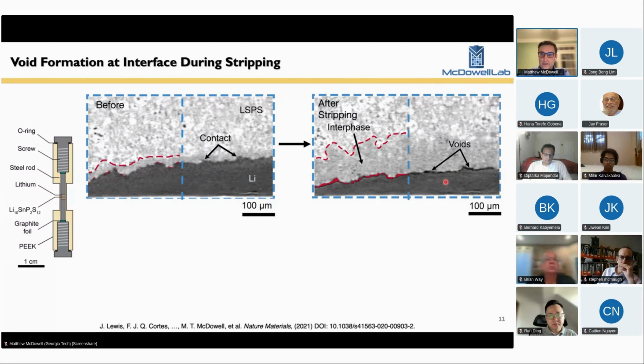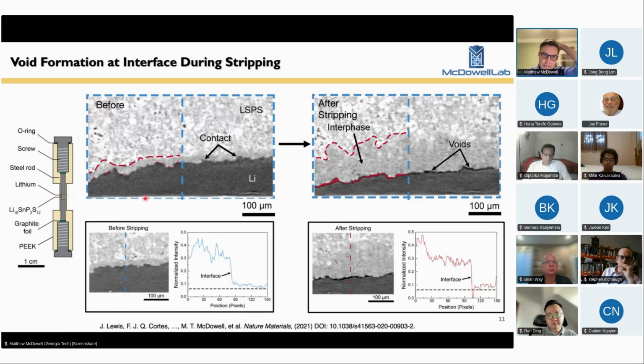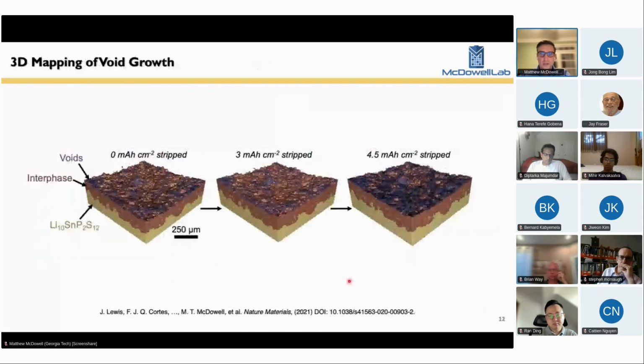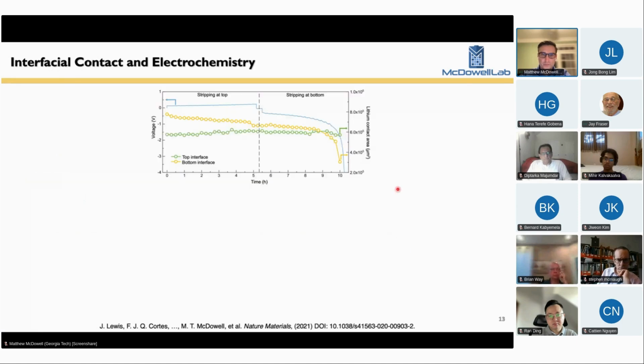So we've lost contact. And with these X-ray data sets, it's very nice because you can do full segmentation and analysis of all the voxels in the whole 3D space with time. And we can pull out where, at the interface, voids are forming as we discharge the cell. And so that's shown here. Basically, this is a three-dimensional map of purple voids that are forming at the interface as we're discharging the cell. You can see that there's a lot of voids that grow in this particular cell.